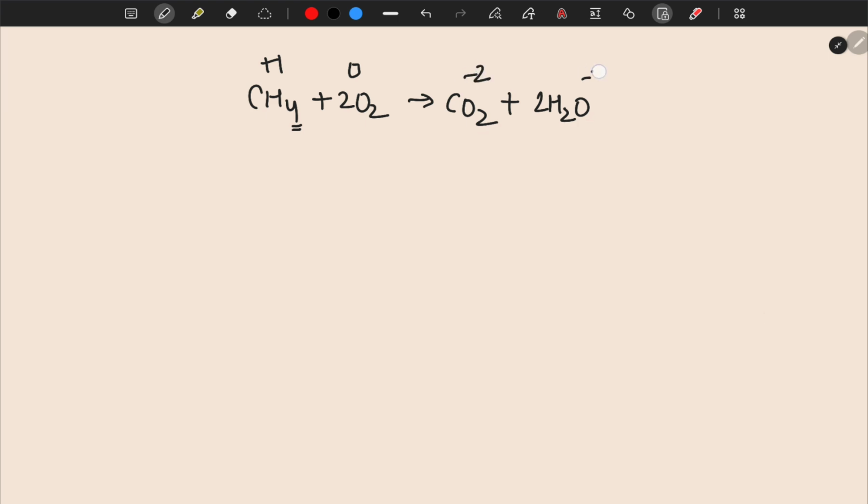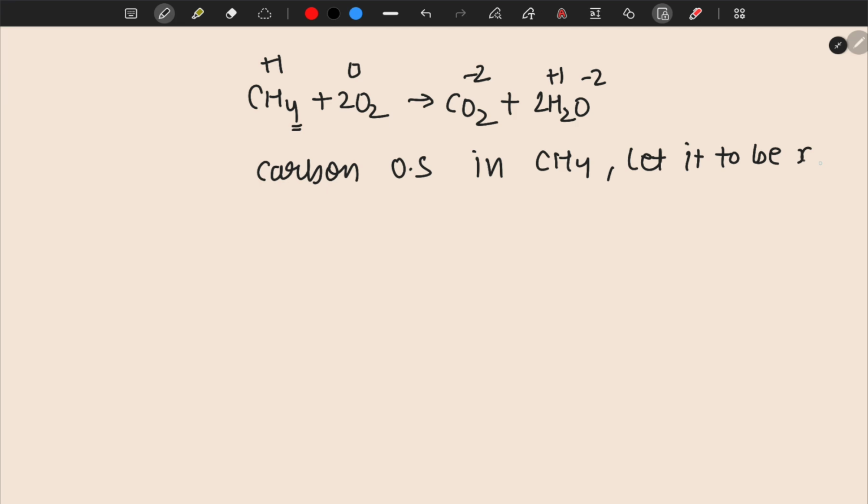Here oxygen in most compounds is -2, and hydrogen again in most compounds is +1. Again I am telling you, we don't worry about the subscript, so we have this one. Carbon we don't know, so we have to find out about carbon. So first, say the carbon oxidation state in CH4, let it be X.